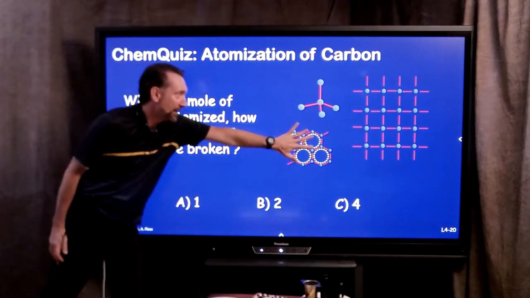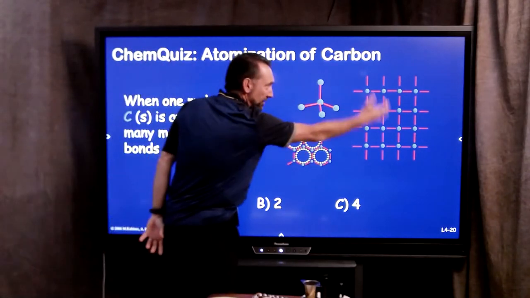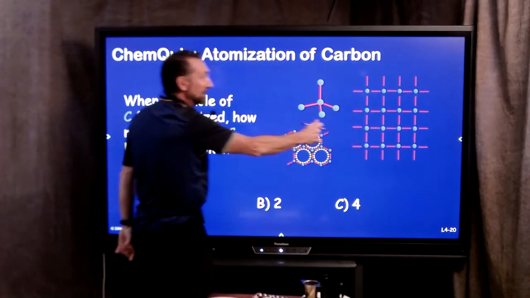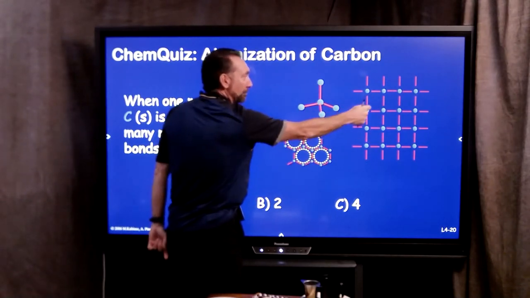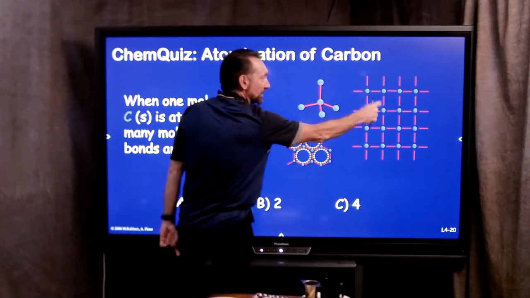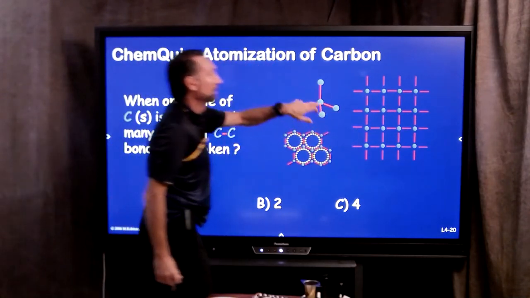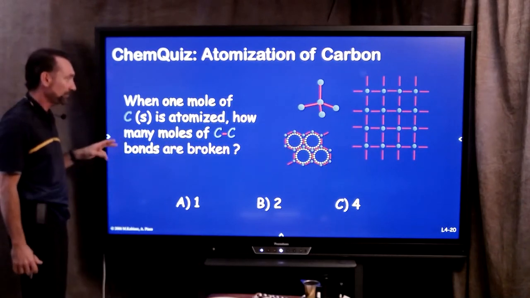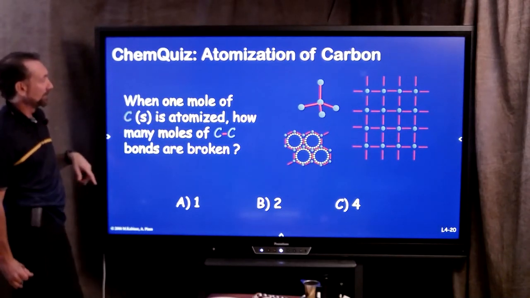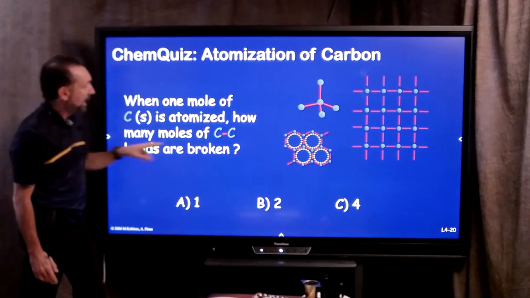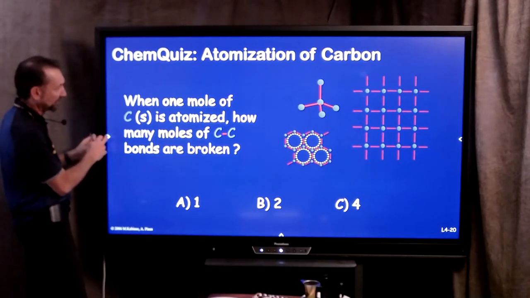So every carbon is surrounded by four carbon atoms, and that's drawn schematically here. The structure of diamond is not flat and planar, but you have the same topology. Every carbon is connected to four other carbons. So that's just a topological relationship. It's not a structural relationship there, but it's useful for this kind of thing. So if I'm going to atomize a mole of carbon atoms from carbon solid, how many moles of carbon-carbon bonds are broken? So think about that for a minute, and we'll take a vote.